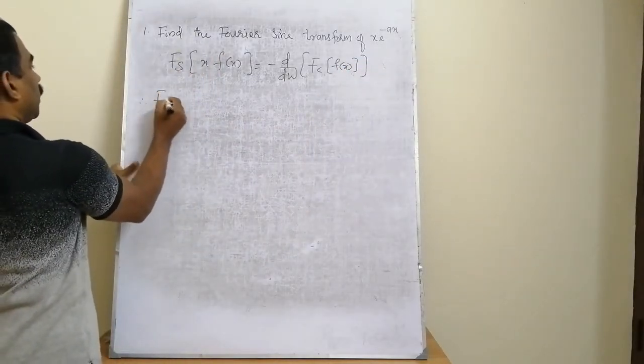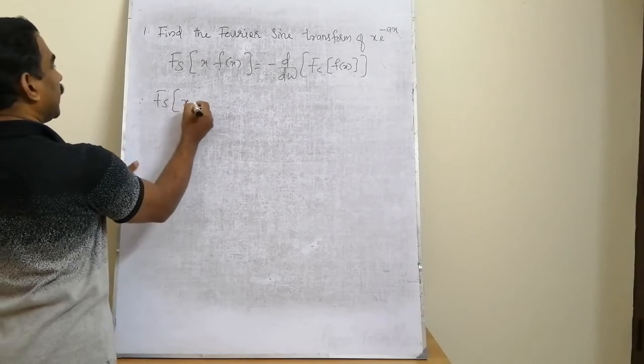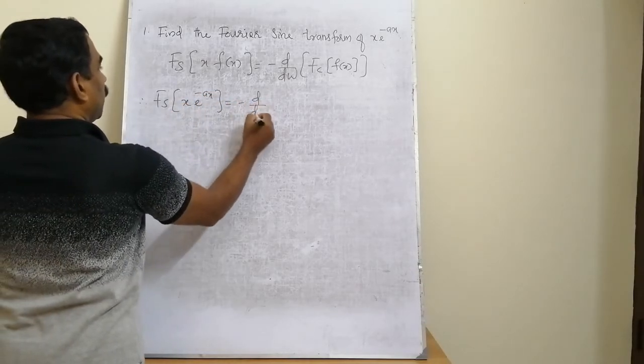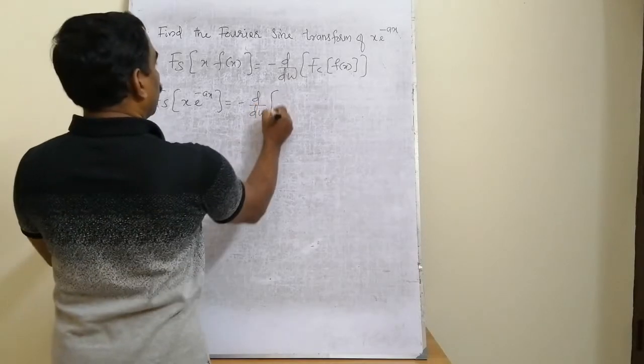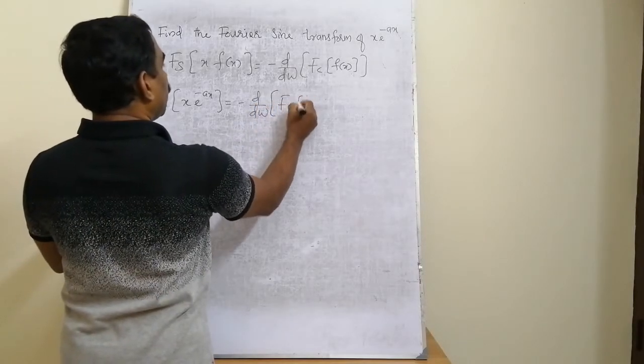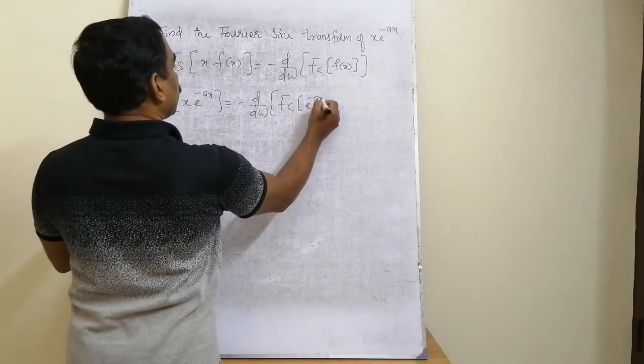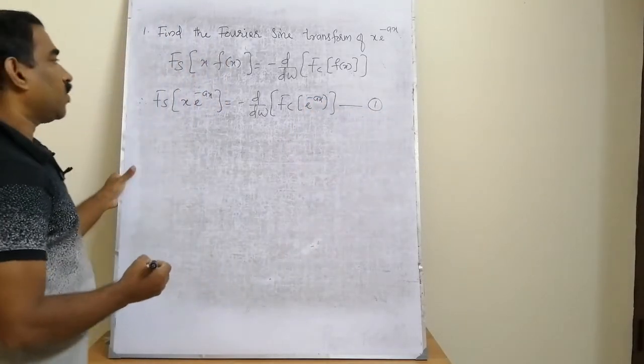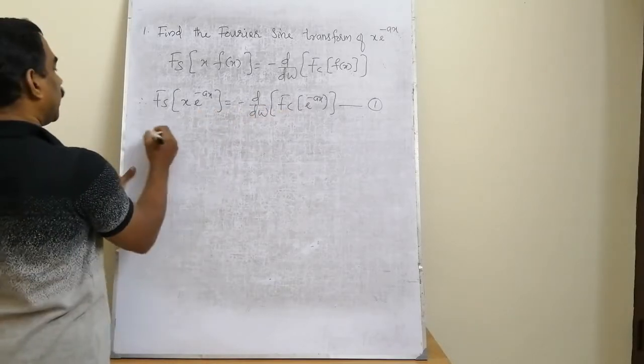Therefore, the Fourier sine transform of the product x e raised to minus ax is equal to minus d by d omega of the Fourier cosine transform of the function e raised to minus ax. Mark it as equation number 1. So we separately compute the Fourier cosine transform.